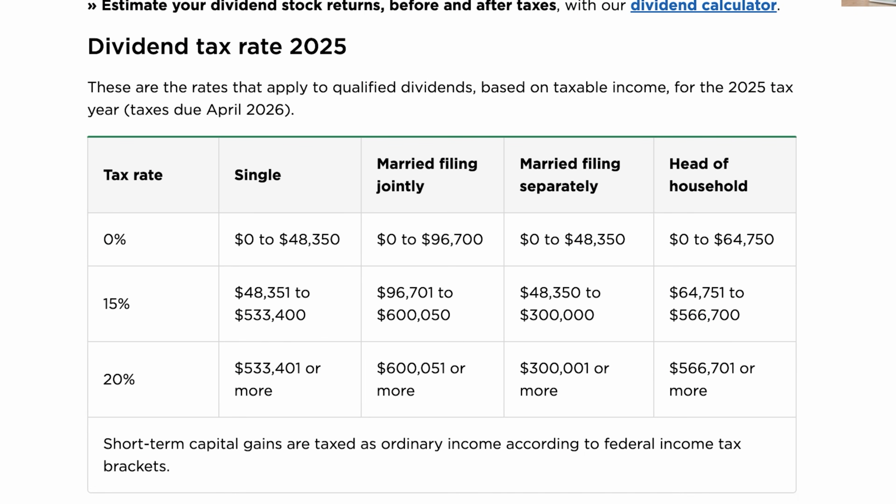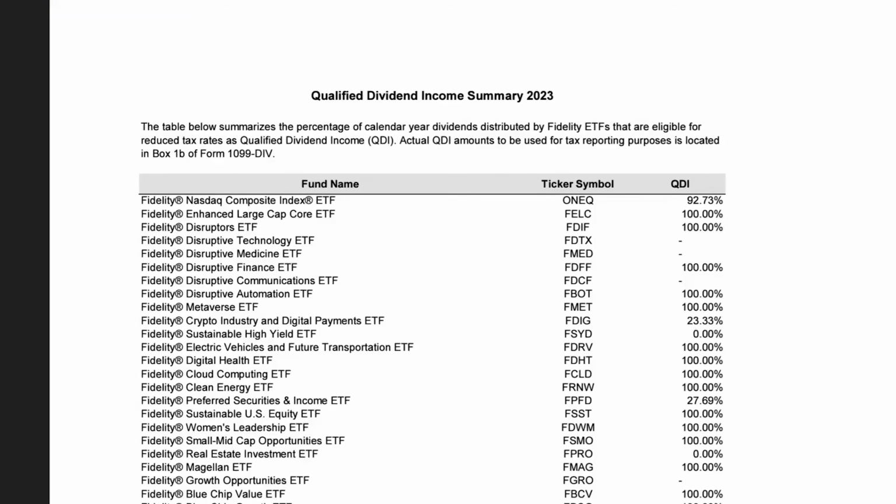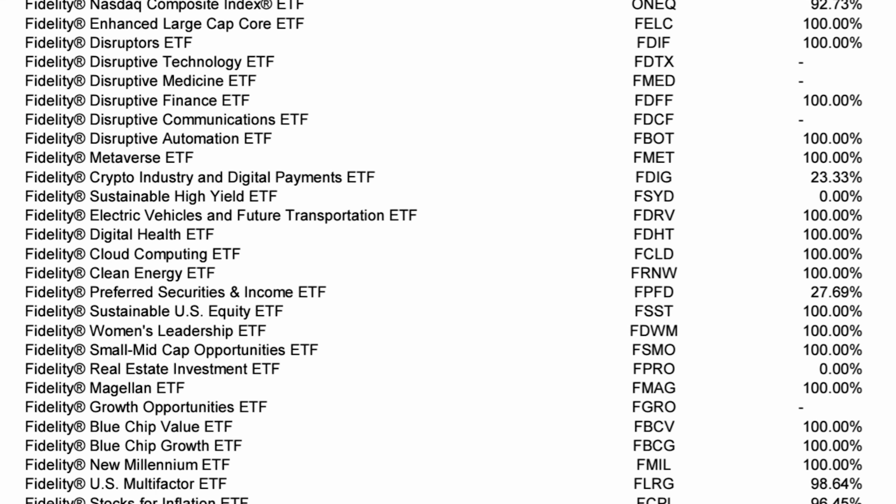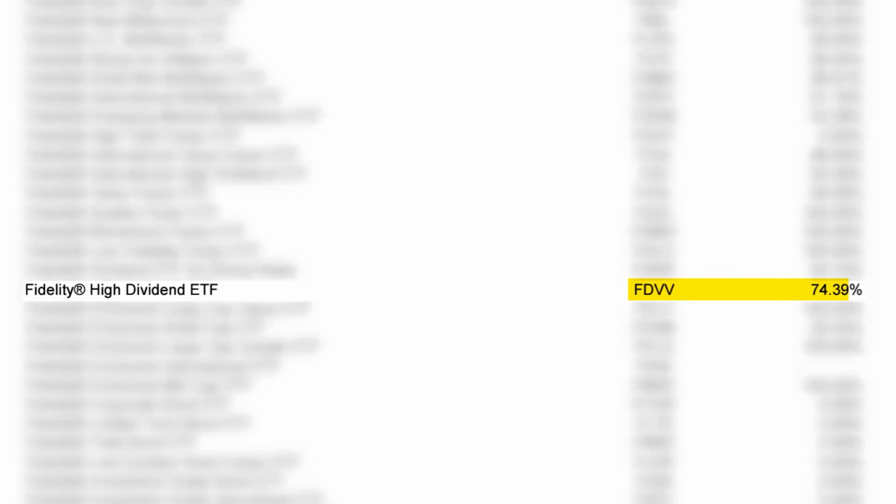But something really important to know about dividends is that they can be taxed as qualified dividends, which means that they can be taxed in the long-term capital gains bracket, which is between 0, 15, and 20%. I'll mention more on this later with SCHD, but for the fund FDVV, understand that it was reported in 2023 that the qualified dividend income percentage came out to be 74%, which means the rest of that amount would be taxed as ordinary income.